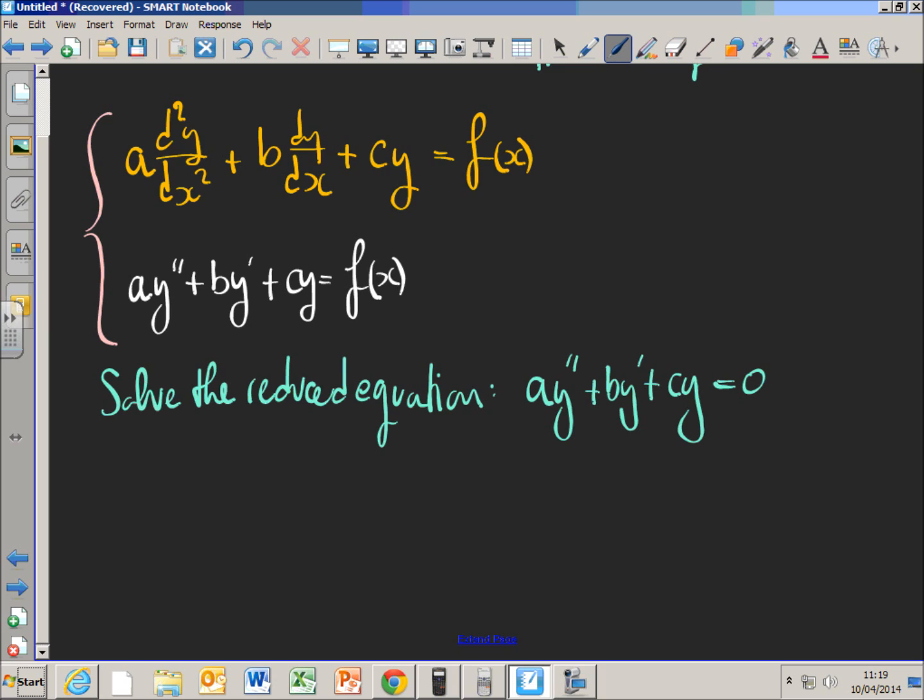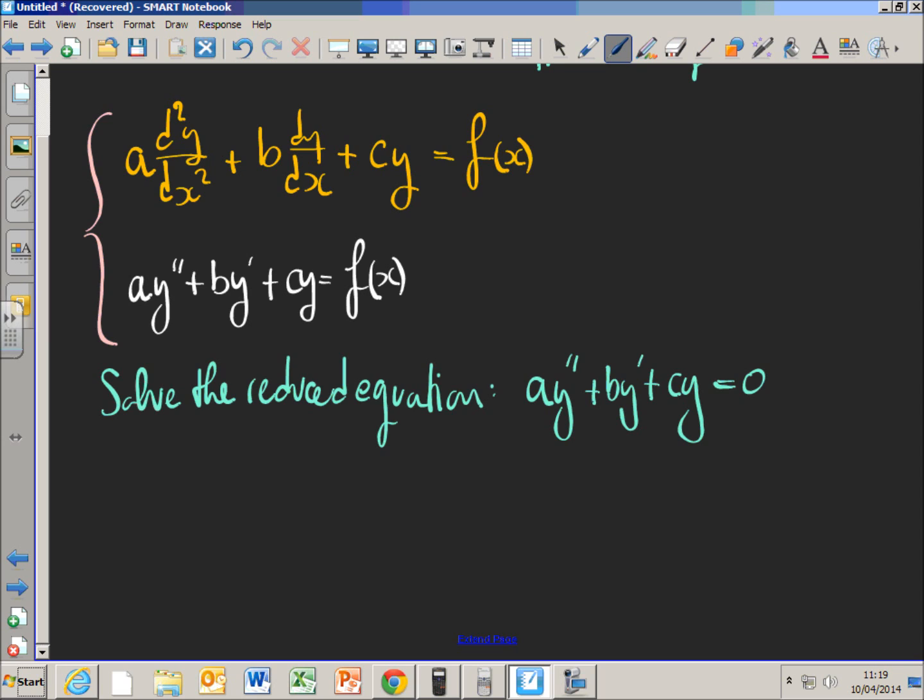And we'll get a solution to that, a y equals. What do we call that? That's going to be the complementary function. And then we're going to try and find a solution for the whole thing, and the y there is going to be the particular integral. And then the general solution is those things added together. Are you happy with that?